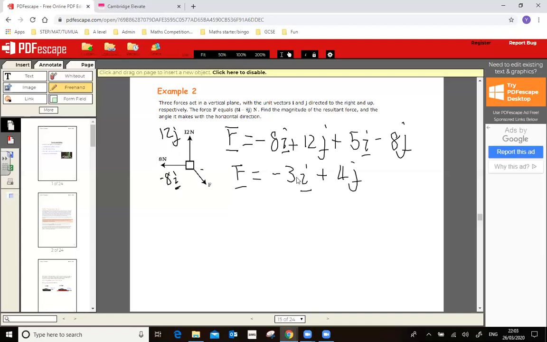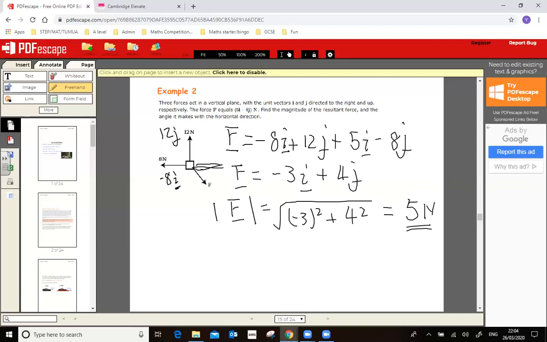Okay, so now our resultant force is given in vector form. However, the question asks us to work out the magnitude. So let's work out the magnitude for the resultant force, equals the square root of minus 3 squared plus 4 squared. And the answer will come out to be 5 Newton. Okay, so this is the magnitude. Now we need to work out the direction it makes, or the angle it makes with the horizontal direction, which I have just explained before. It's actually with the positive side of the x-axis.